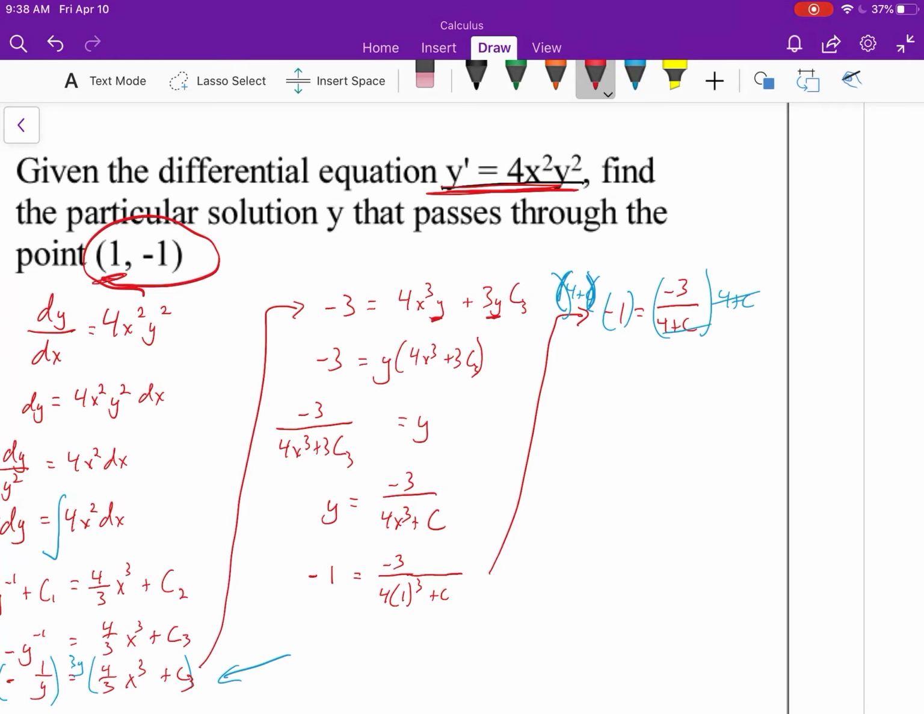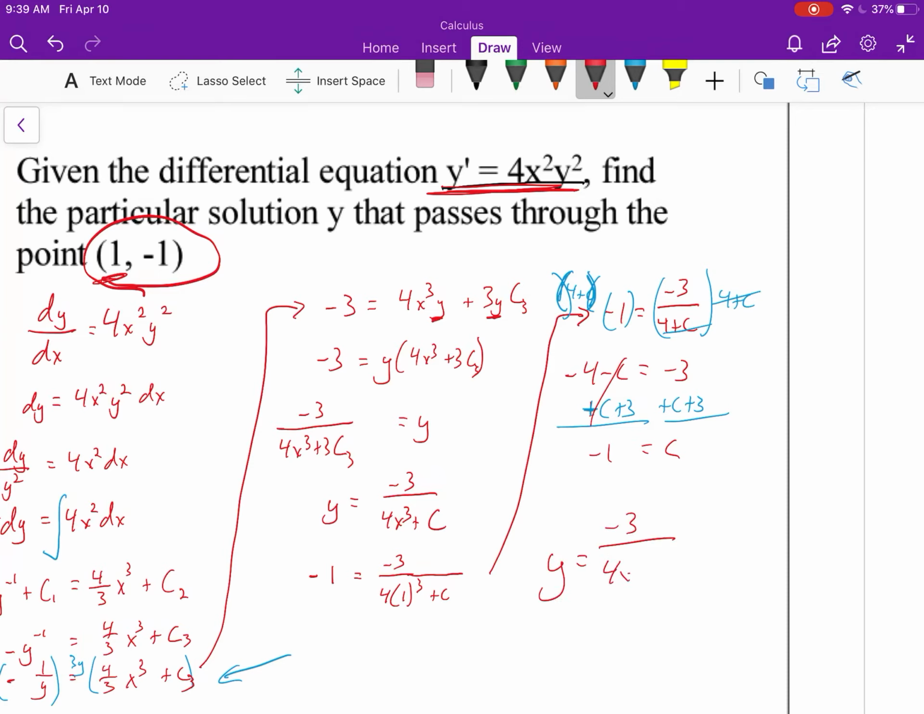Over here it cancels. We have negative 4 minus c equals negative 3. Add c to both sides and add 3. And we get, these cancel, negative 4 plus 3 is negative 1 equals c. And so finally our answer is y equals negative 3 over 4x cubed minus 1.